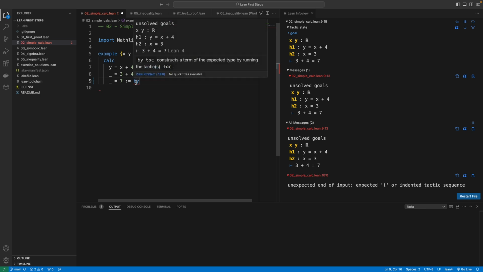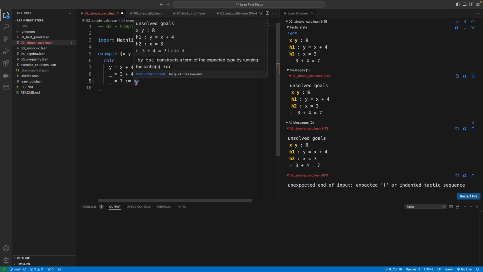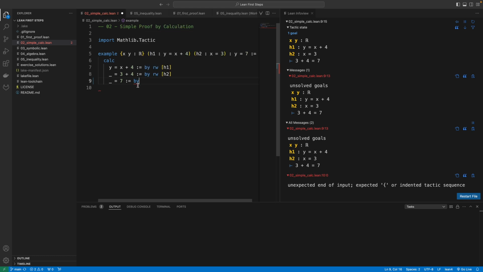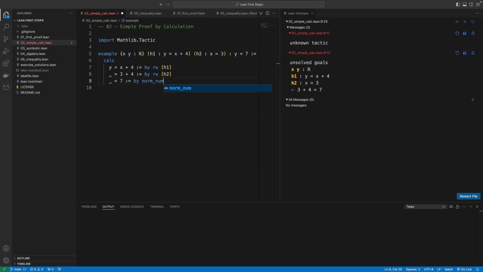In fact, if I hover over by, this editor will tell us a little bit about what that thing does, what the instruction or the code does. So it's looking at the documentation, saying by tac constructs a term with an unexpected type running. Okay, so it's not that useful for us at this level, but if you're more advanced, you'll be able to understand that. So yeah, let's finish that off by norm_num, and it's helpful because it's trying to suggest how we might complete that.